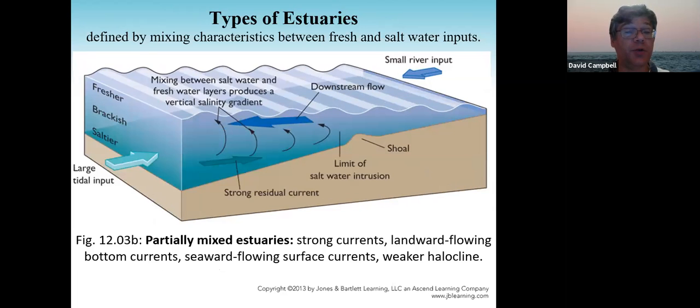Our partially mixed estuary is where we have the river flow not quite so strong and or tidal flow somewhat stronger. So the freshwater doesn't go quite as strongly, slows down somewhat, more chance to have a little mixing. So we don't have as sharp a halocline, it's somewhat more blurred. It's the partially mixed name.